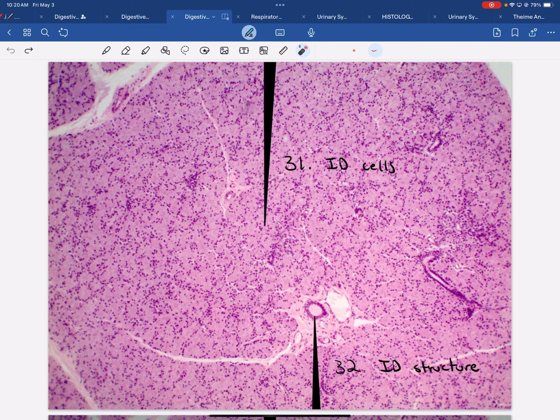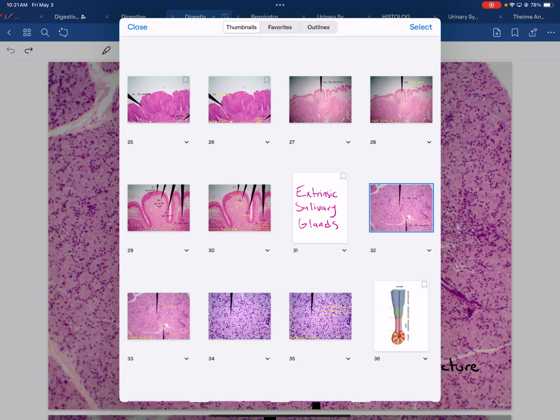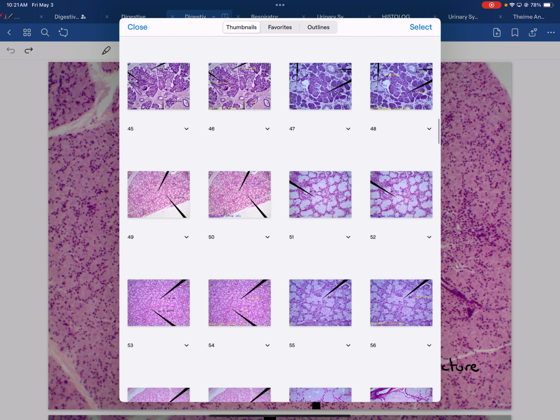I guess it really should say extrinsic serous secretory units, because there are also intrinsic serous secretory units, or you can call them acini. Okay, and then what is this? A duct. Nice, good job.